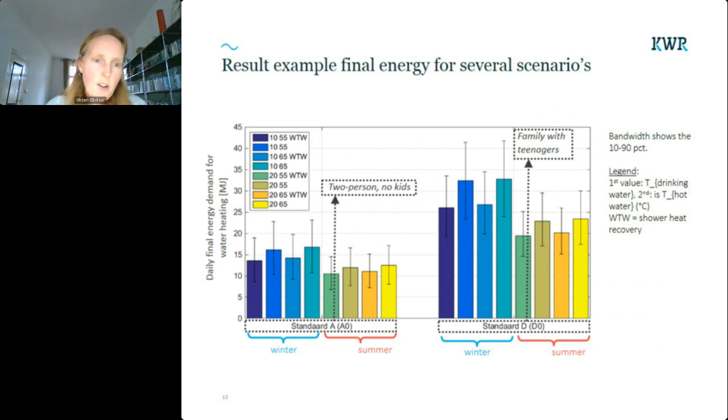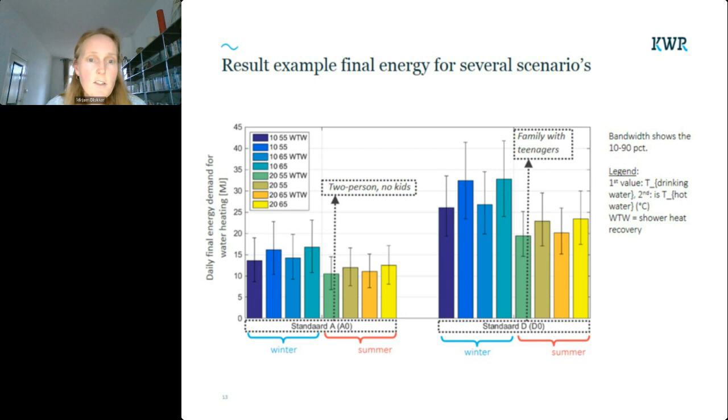The figures or the colors here indicate what it is. The first number is the temperature of the cold water as it comes in from the drinking water system. So that is around 10 degrees in winter, the bluish bars, and 20 degrees in summer, the green, orange, yellow ones. On the left, the two-person household without children, and on the right, the family with teenagers in the same building, I have to say.